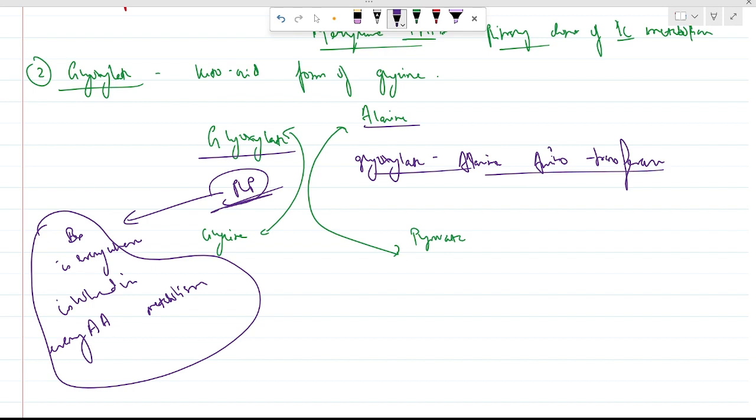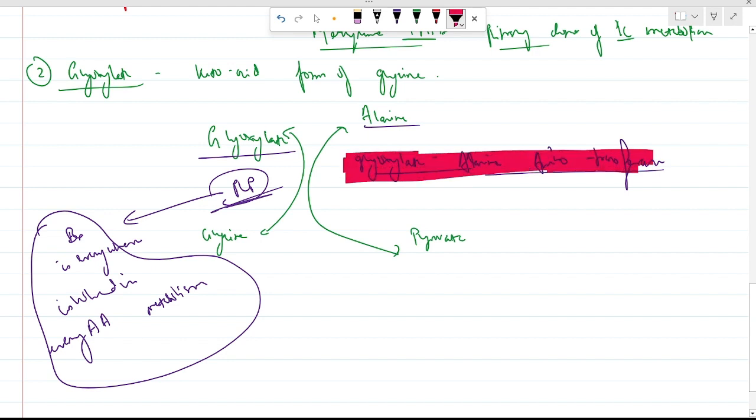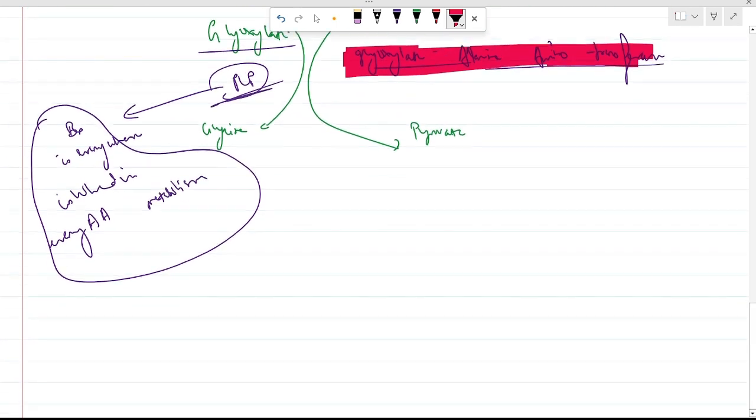Glyoxylate to glycine requires alanine conversion to pyruvate. The enzyme is glyoxylate alanine aminotransferase. It's a transamination reaction here. Yes. Now, this is glyoxylate. Next compound is, we have our glycine.